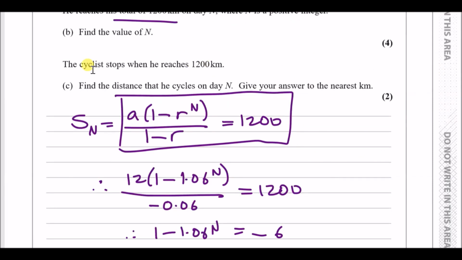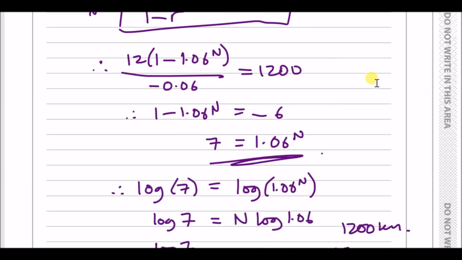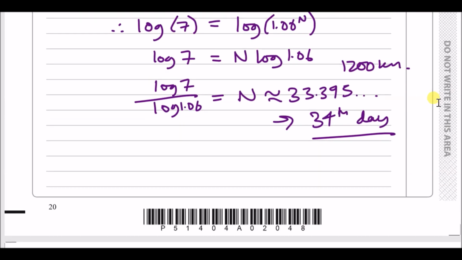Okay, part C. So the cyclist stops when he reaches 1200 kilometers. Okay, and we know that that's exactly at time n. Find the distance that he cycles on day n, giving your answer to the nearest kilometer. Ooh, interesting. So what do we know? So we know that exactly at this point in time, on the 33.395th day, he traveled exactly 1200 kilometers. So let's just ignore this 34th day for a moment, yeah? Let's work with this decimal.